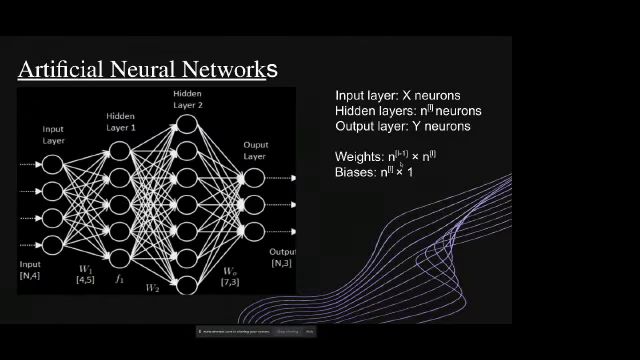Let's look at the notation part here. The input layer has X neurons. The hidden layer has N superscript L neurons. One thing about notation I want you to focus on is that whenever anything is written in the superscript, it is the current hidden layer I'm talking about. So N^L would be the current hidden layer, and then the output layer has Y neurons. Now let's look at the weights here.